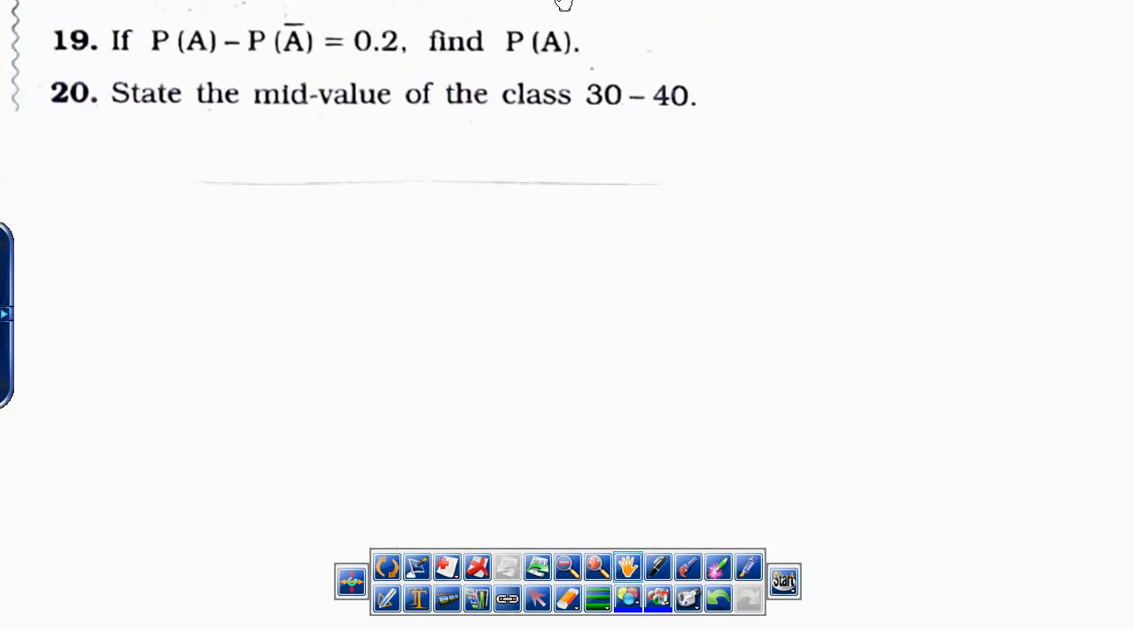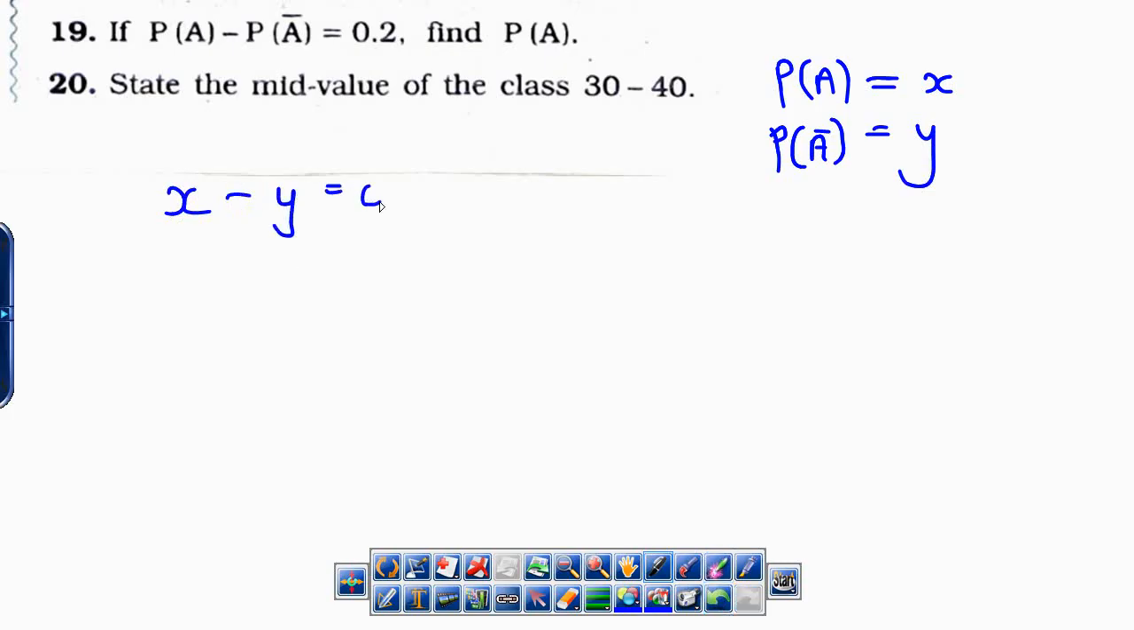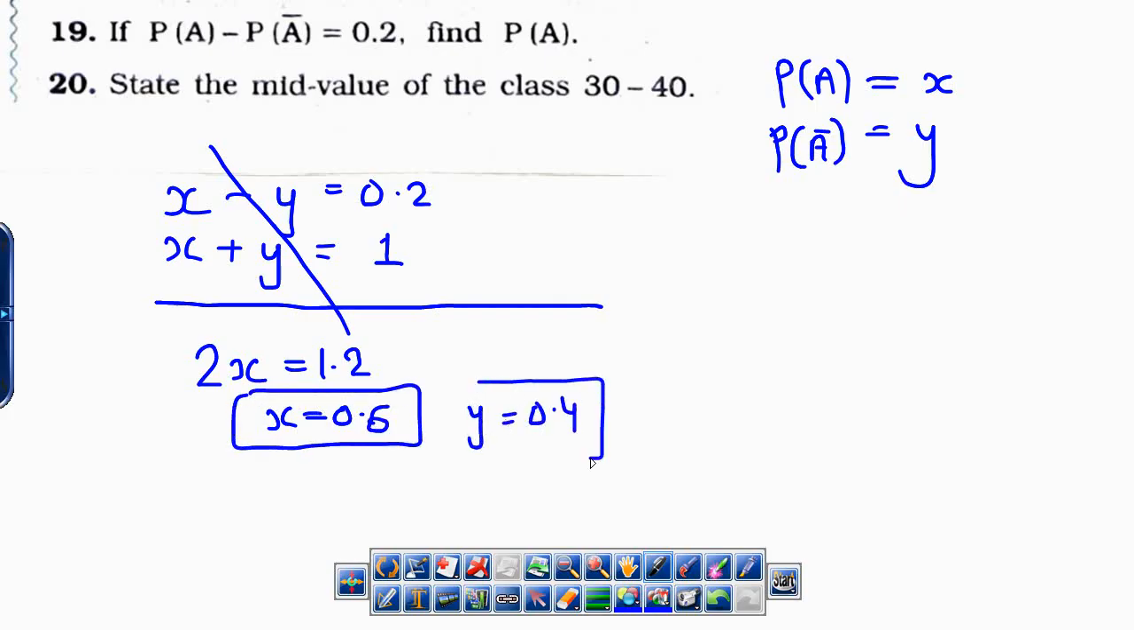19th sum. P(A) minus P(A bar) is 0.2. Take P(A) as x and P(A bar) as y. So from the given equation, what I get is x minus y is equal to 0.2, and I already know probability of A plus probability of A bar is always 1. Elimination: x is 0.6, and the total must be 1, therefore automatically y is 0.4. I was asked P(A), P(A) was x, x is 0.6, the answer is 0.6.